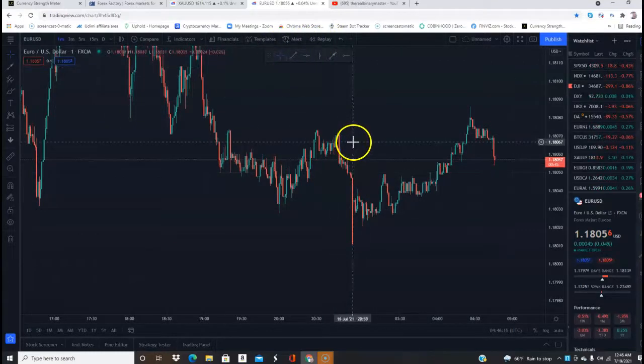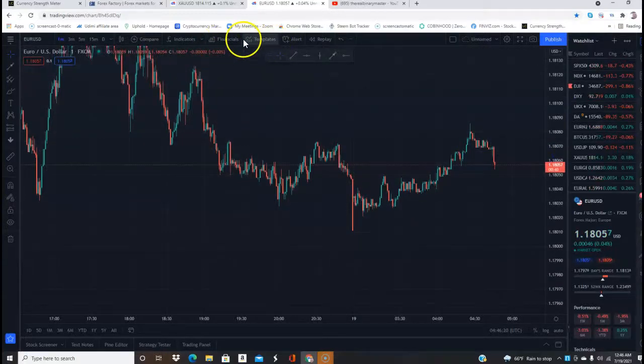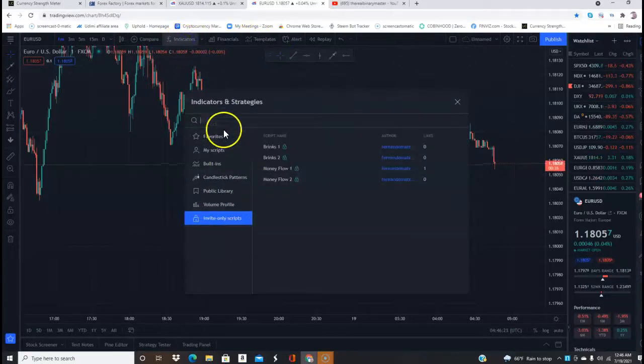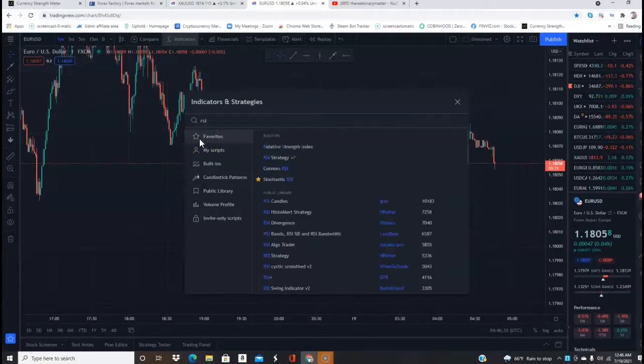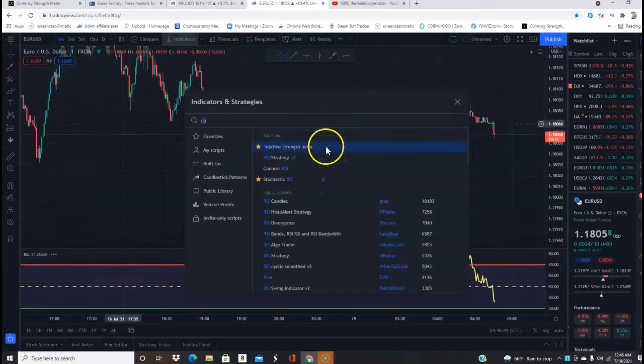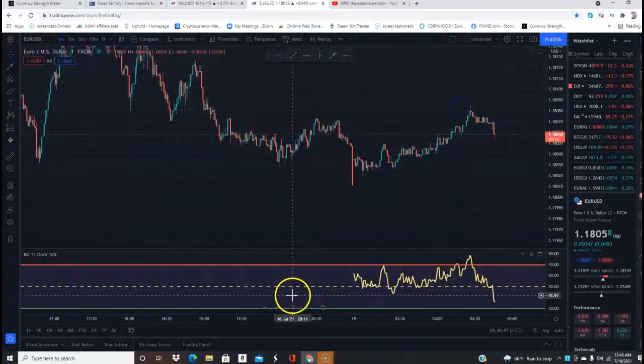First thing you're going to want to do after you have TradingView opened up and the pair that you're looking at, you're going to want to go up here where it says indicators. You're going to left click on indicators. Right in here, you're going to type RSI. And you can see it right here, it's the first one, Relative Strength Index. If you want to mark it as one of your favorite indicators, you can. All you have to do is left click on it one time and it's going to pop up. We're going to exit out of here.